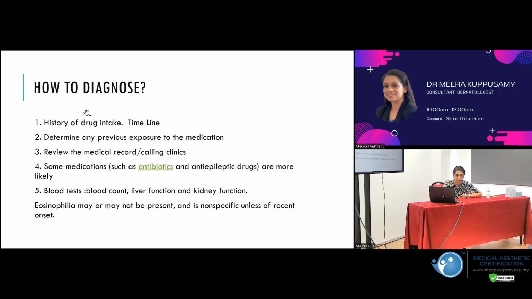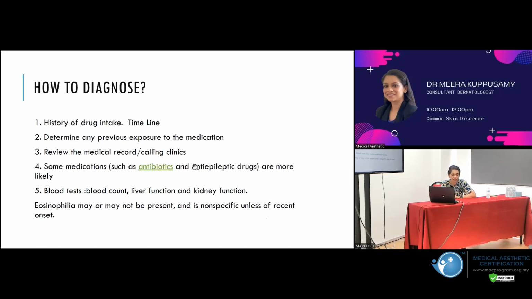So when you want to find out which is the drug, you need to draw a timeline or a time frame. See what's the date that the rash started, and then you go backwards up to 2 weeks. What is the medication that was taken? And you may need to call other GPs to find out because they may have gone to a few GPs. So you have to see what is the most likely medication.